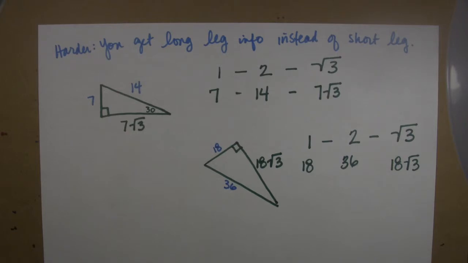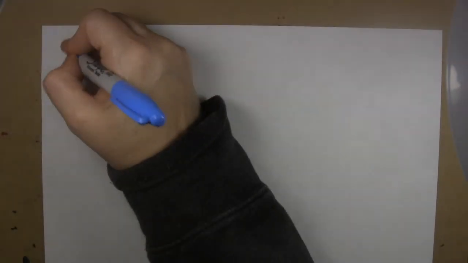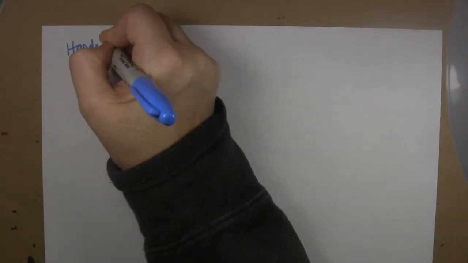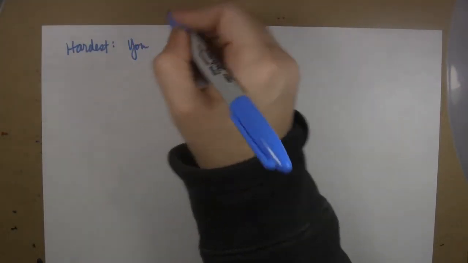Okay, that's pretty easy, right? I mean, you kind of got the hang of that. All right, it's got to get even harder. So the hardest way is you get some funky measurements.